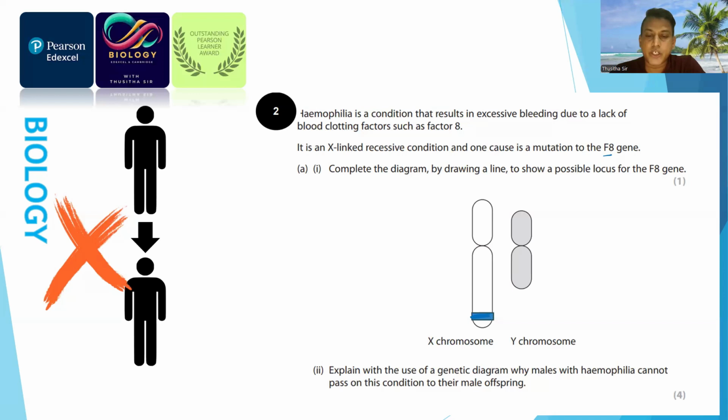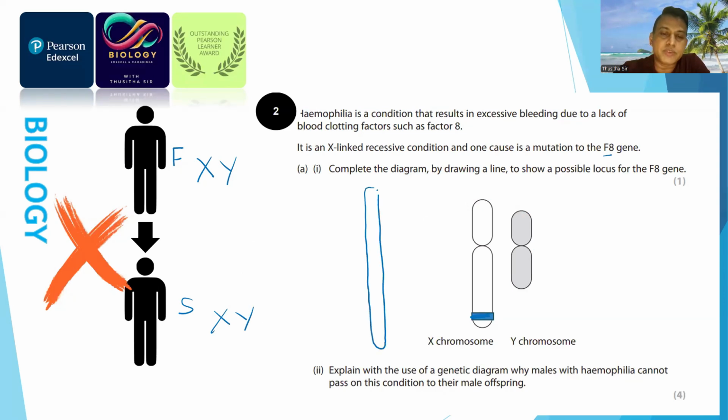Explain with the use of a genetic diagram why males with hemophilia cannot pass on the condition to the male offspring. Right now, this is a father and this is the son. The father has XY combination, son has XY combination. Actually this diagram is not drawn to proportion. Usually the X chromosome is very long and Y chromosome is very short. As a result, X chromosome also carries genes which are not only for sex determination but for other phenotypes.